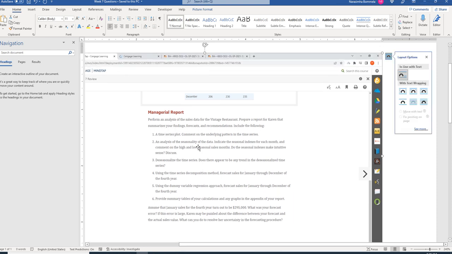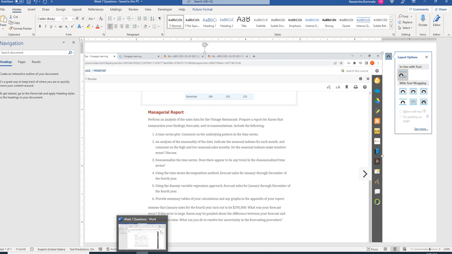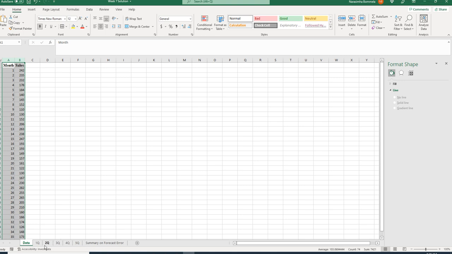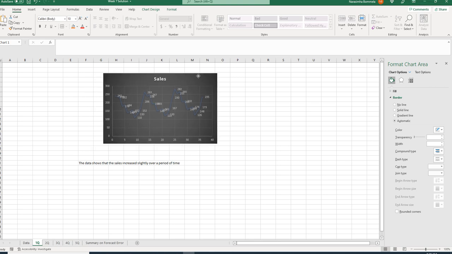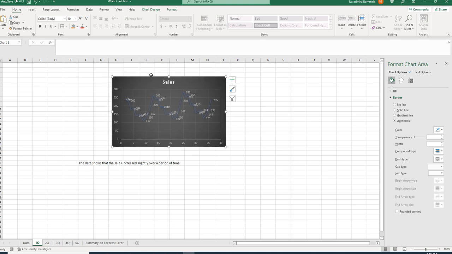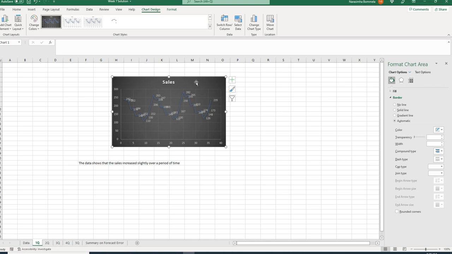The first question speaks about the time series plot, and we are supposed to comment on the underlying pattern in the time series. So let me show the solution. This is how we have solved it. When we take months on the x-axis and sales value on the y-axis, it is possible to generate time series data. It is generated by using the scatter plot. This is the graph that we need to insert in the document.